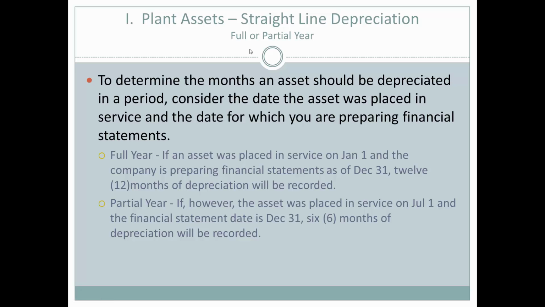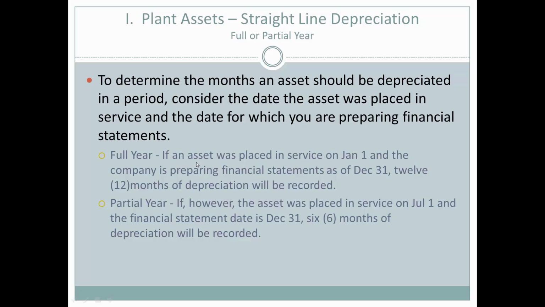So let's look at straight line depreciation. I'm going to teach you both to look at it on a full or partial year. So to determine the months an asset should be depreciated in a period, consider the date the asset was placed in service and the date for which you are preparing financial statements. So it could be a full year and it could be a partial year. I'm going to teach you how to do it the same way each time, so it won't matter whether it's a full year or a partial year.